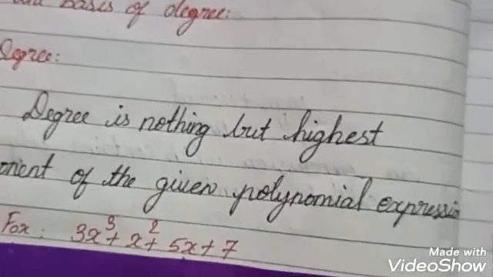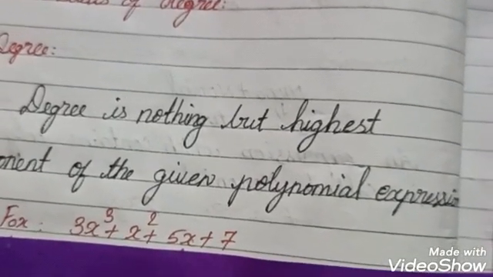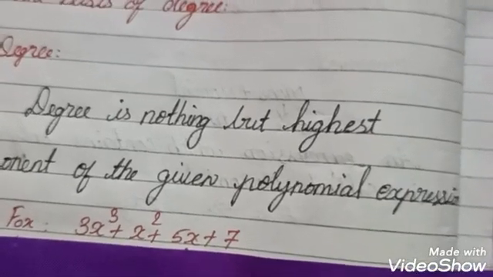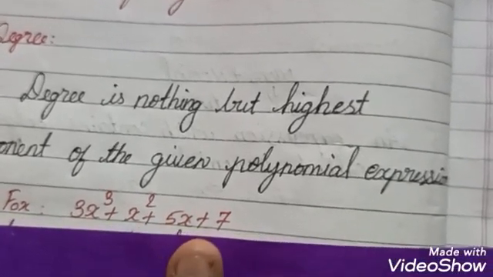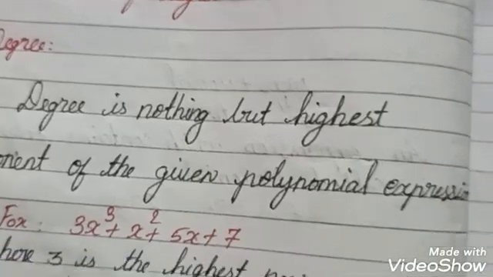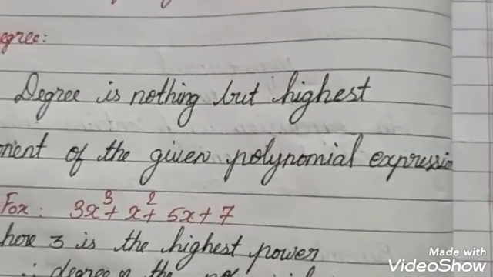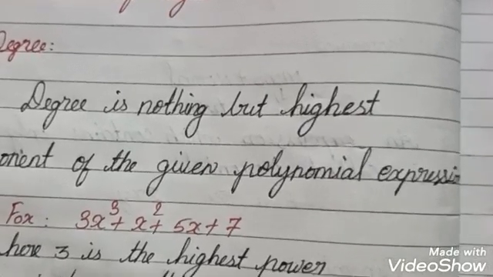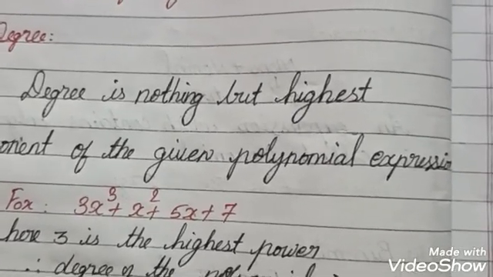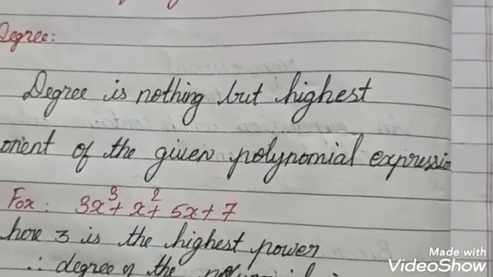So here you have to see 3x cube plus x square plus 5x plus 7. Here the powers are 1, 2, 3. So 3 is the highest one. Here 3 is the highest power. Therefore the degree of the polynomial is 3. So it's very simple. Degree is nothing but the highest exponent of the given polynomial expression.